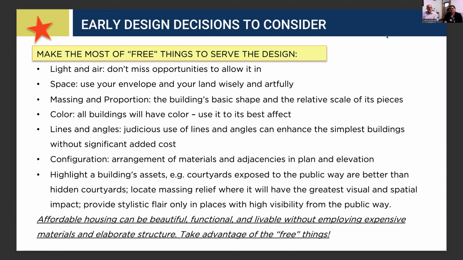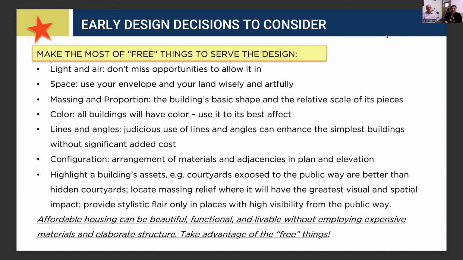Massing and proportion: the building's basic shape and the relative scale of its pieces, especially now with height increases, where you can go an additional 33 feet and get more height. Sometimes people are a little afraid of that, thinking, oh, it's a 6-story building. But a 6-story building that has some massing and some cutouts is actually better than a 5-story block. So think about those things.